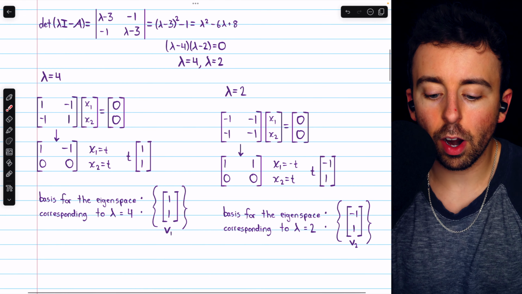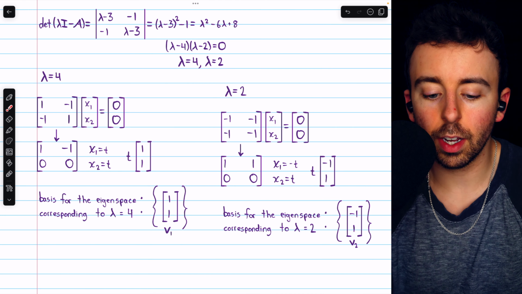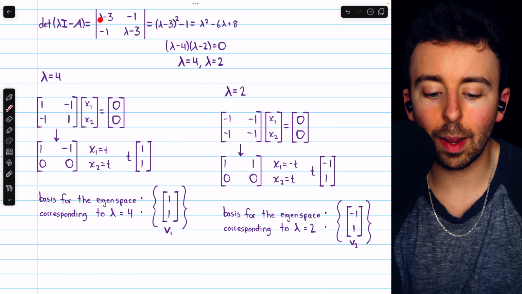We go through the same process for lambda equals 2: plug 2 in for lambda in this matrix, and then find the null space. We find that this is the basis vector for that null space, which of course is the basis for the eigenspace corresponding to this eigenvalue. The vector (-1, 1), and we're going to call that v2. If you need more of a recap about eigenspaces and finding their bases, I'll leave a link in the description.